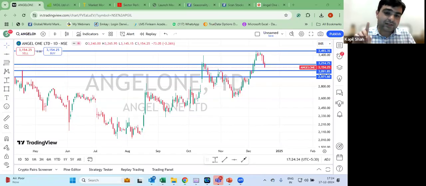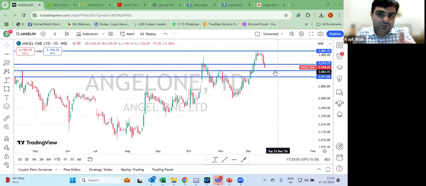If genuinely there is a presence of buyers, then ideally which color of candle should be formed? Green or red? Ideally, green color has to be formed. So this is what we have to wait for. Whenever we are at the support level, wait for a green color candle to form, because it genuinely shows that there is a presence of buyers.